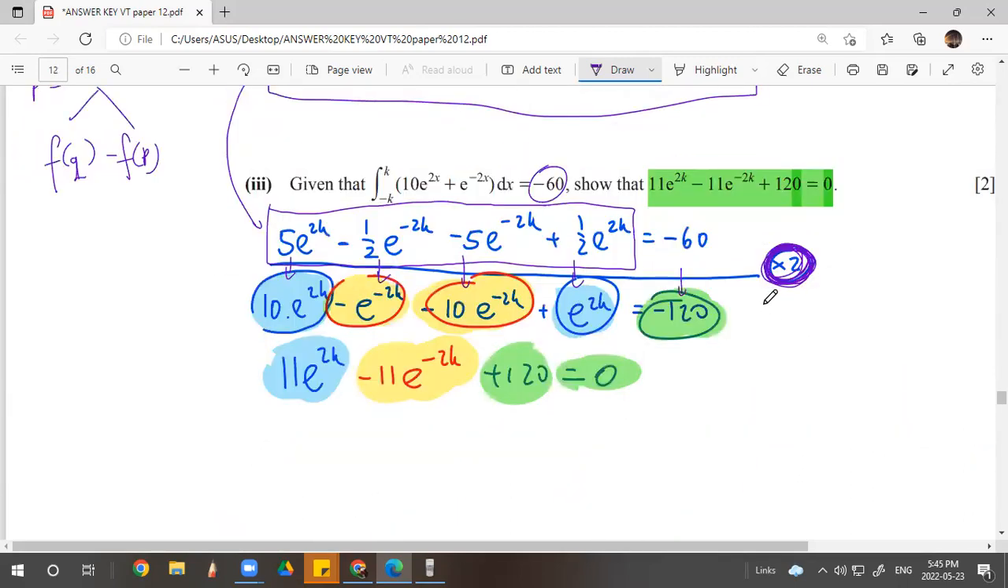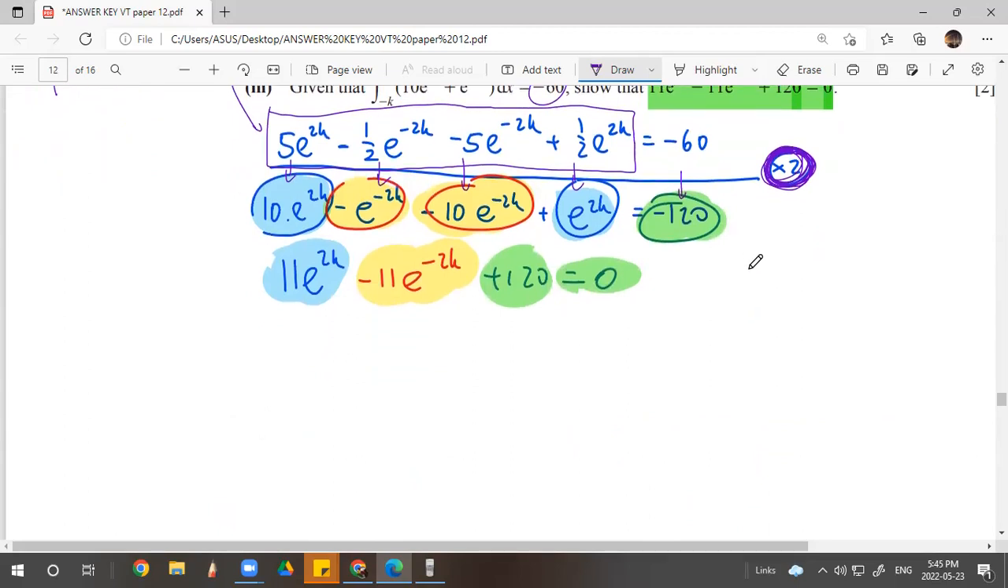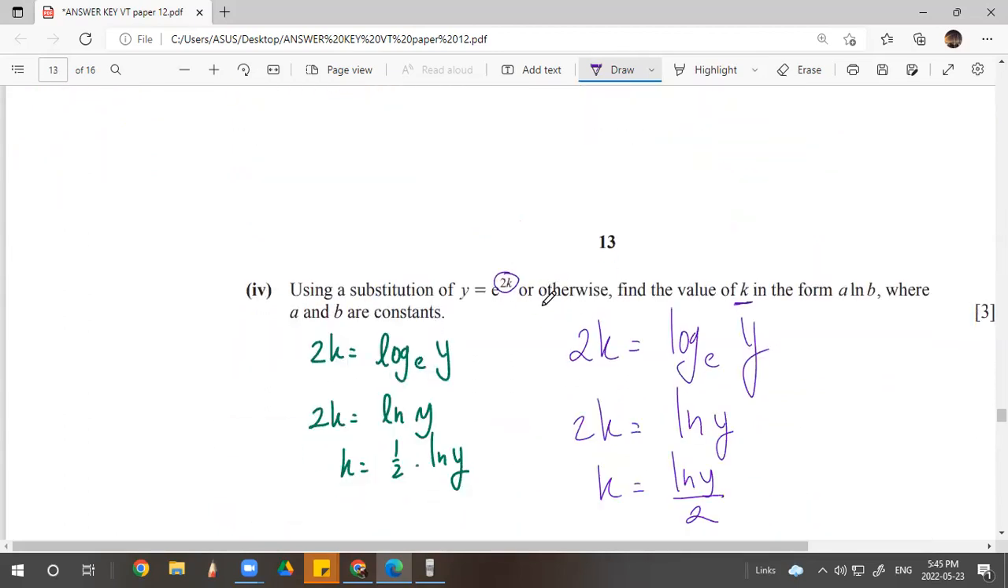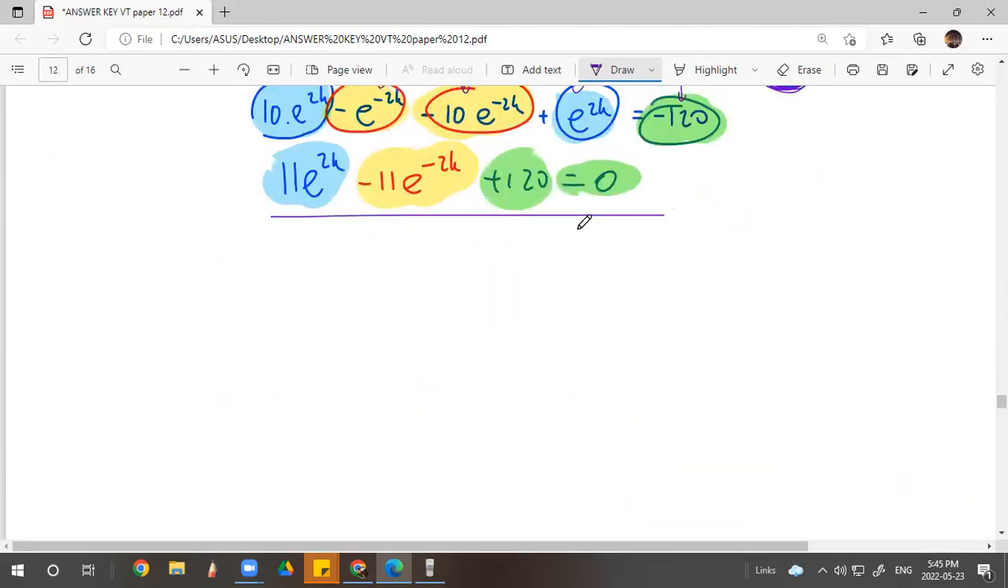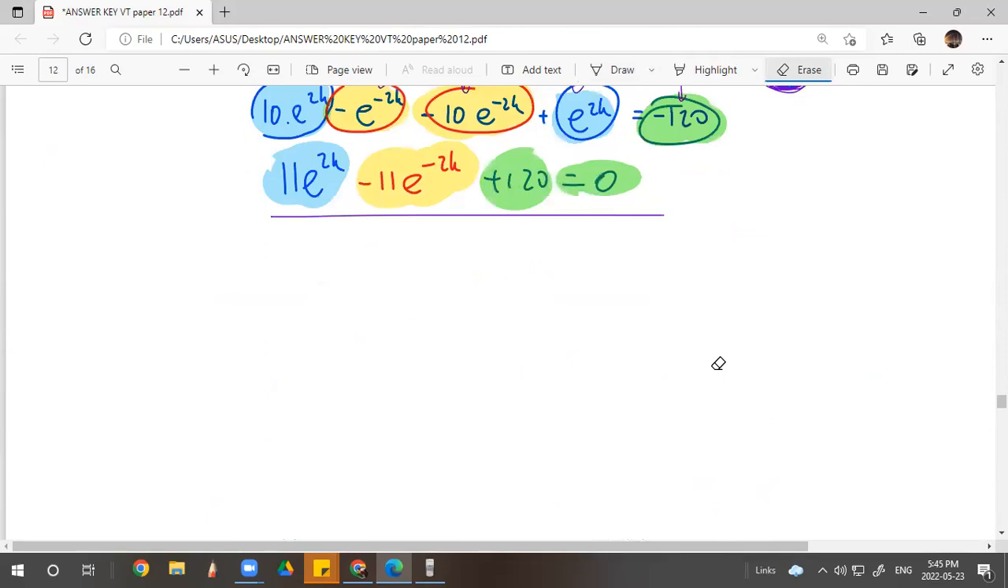That's it. I don't think we did. Oh, I see. You can combine here. So y equals e power 2k. Okay, so you just write here, 11 times e power 2k. So 11y minus 11 over y, right? Because it's negative, plus 120 equals 0.